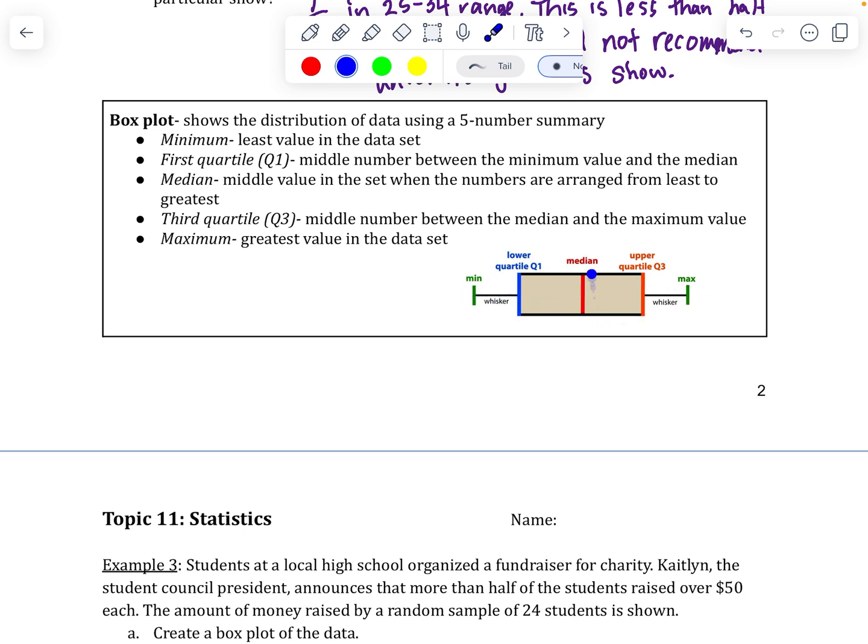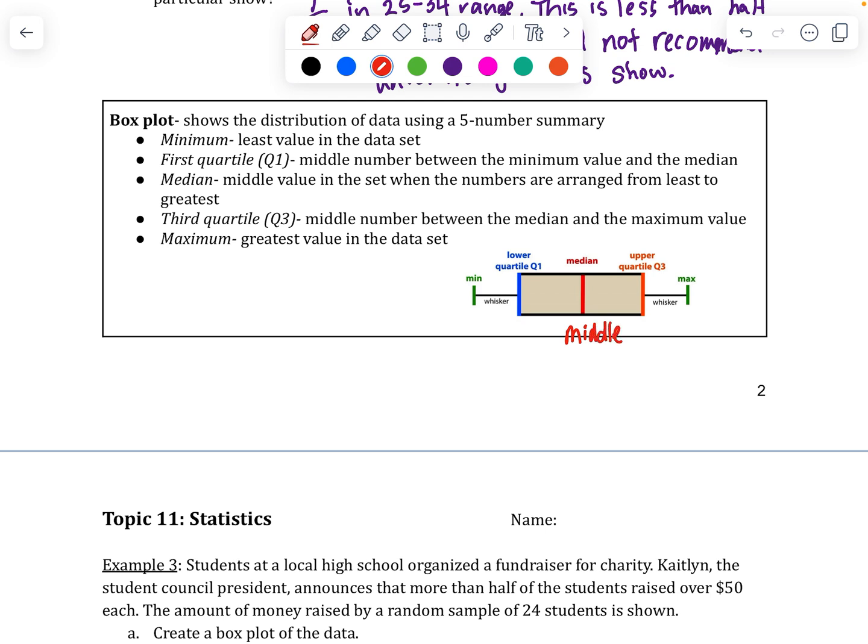And then it's also going to show you a middle value, which is called the median. So remember that is the middle. So we'll make a little note there. This is the middle. Median means the exact middle.